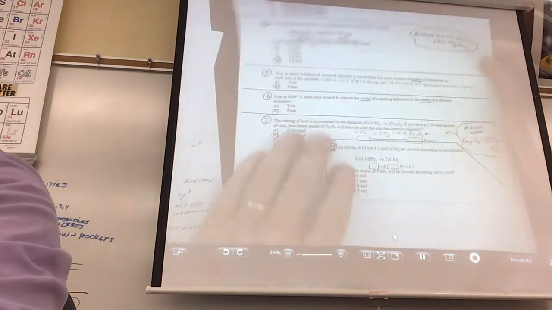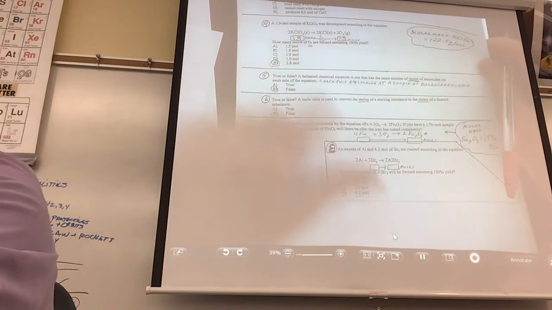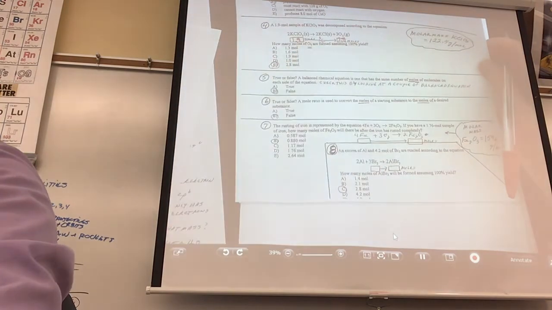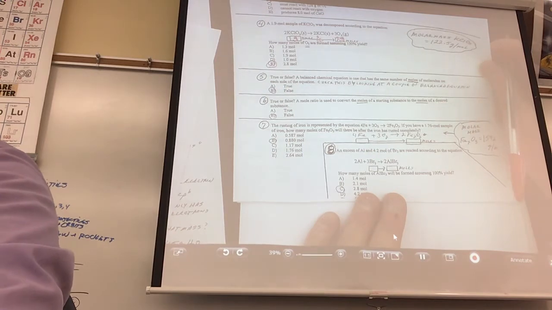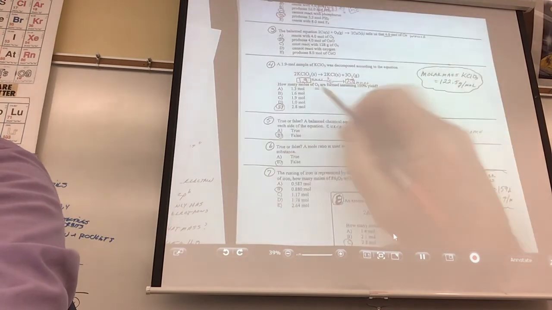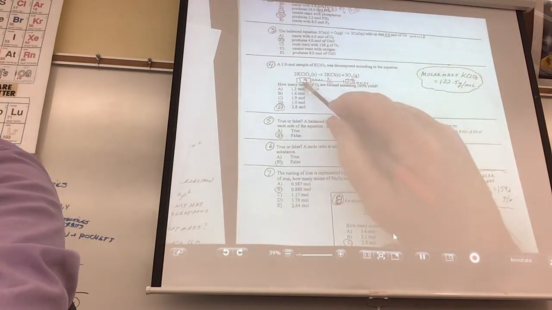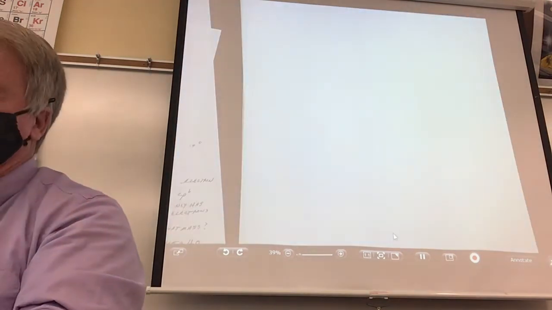Okay, how about this question 6? True or false? A mole ratio, and that's what we were doing when I said multiply by 3 over 2. A mole ratio is used to convert moles of one substance to moles of another. Is that true or false? Isn't that what we've been doing? We changed moles of something into what? Into moles of something else? Yes? So we did use that. All right, let's flip it over. Let's go to the next page.